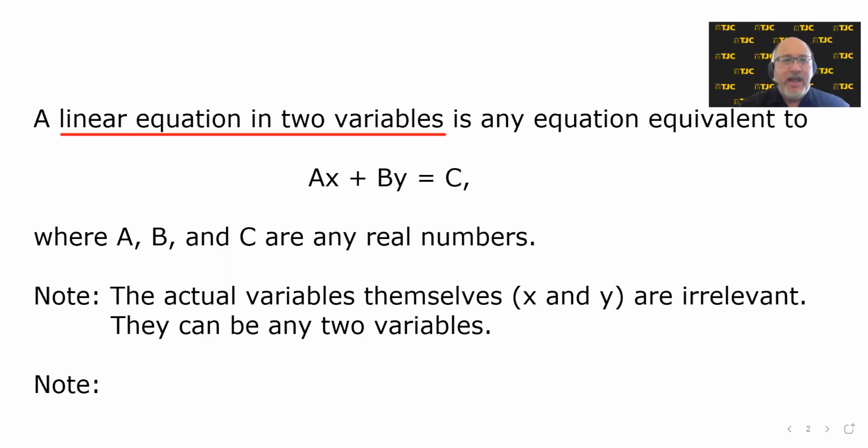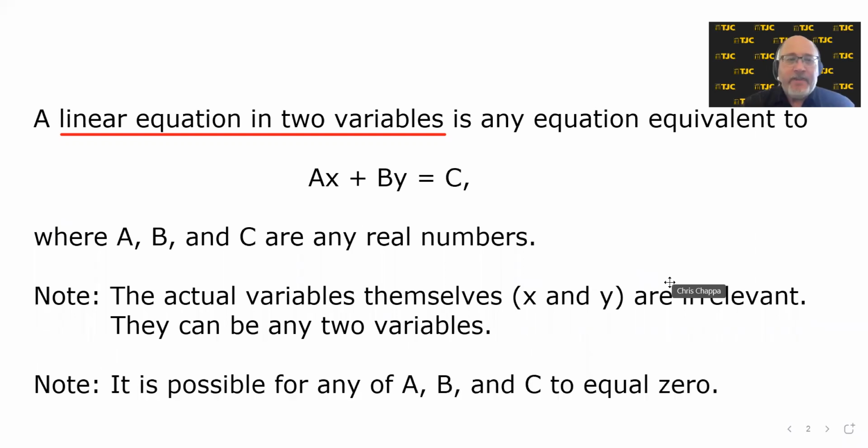And the other note is, it is possible for any of a, b, and c to equal 0. And the reason I bring that up is because if a or b is equal to 0, then that part of the equation tends to vanish. For example, if we had a equal to 0, then the equation would collapse down to this, and that would technically be a linear equation in two variables. But if y was equal to 0, then this part of the equation would disappear, and we would have ax is equal to c, which is still considered a linear equation. At that point, it would be a linear equation in one variable.